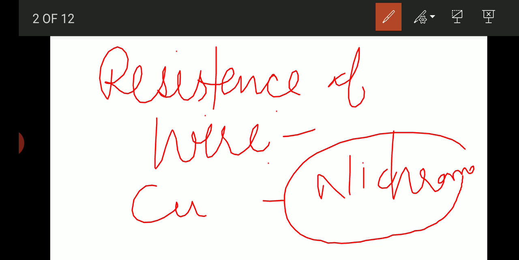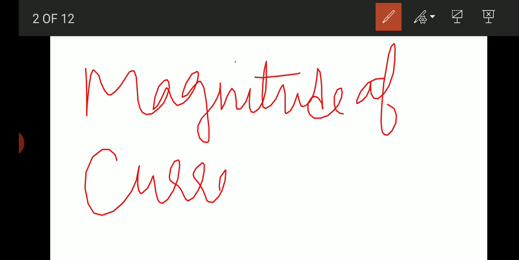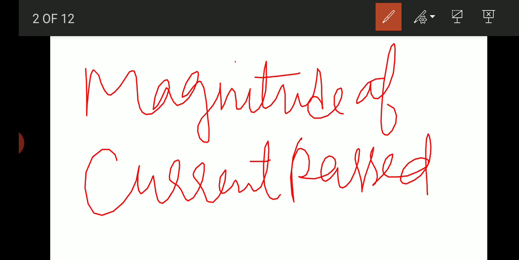The second factor is magnitude of current passed through a given wire.